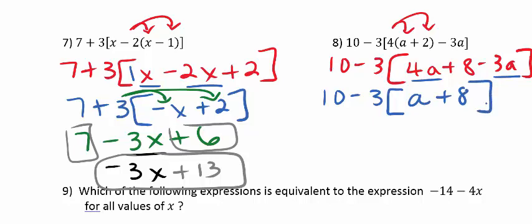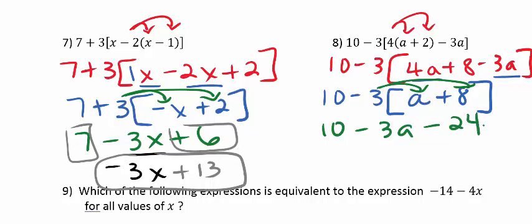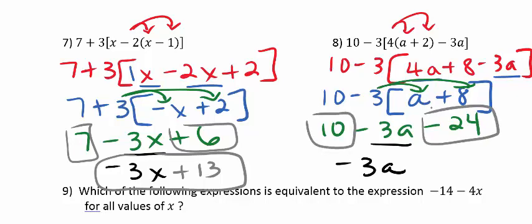And now we want to go ahead and distribute this negative 3 to everything inside the parentheses. So we rewrite this as 10 minus 3a, and then negative 3 times 8, that would give us a minus 24. We can bring down the negative 3a, and then we can combine the 10 and the minus 24 to be minus 14.